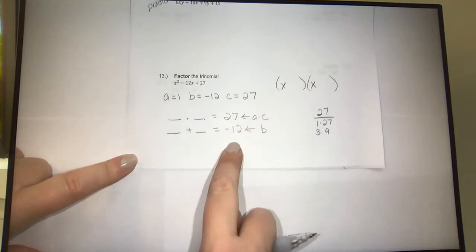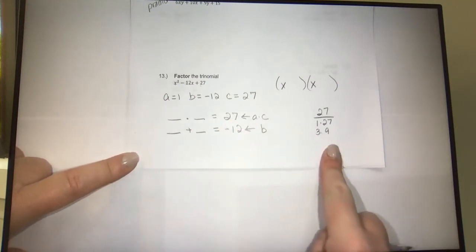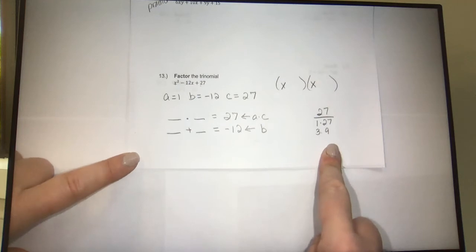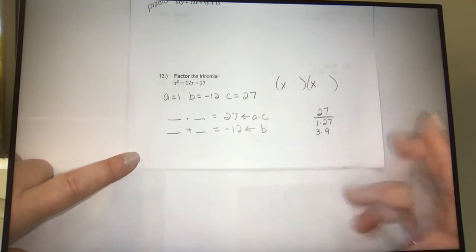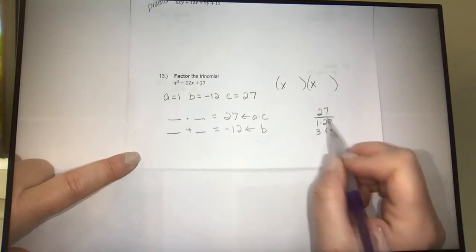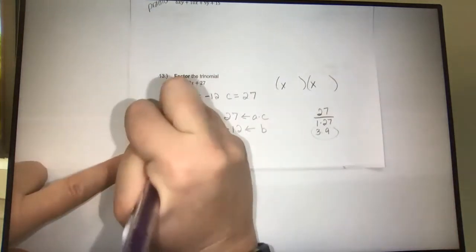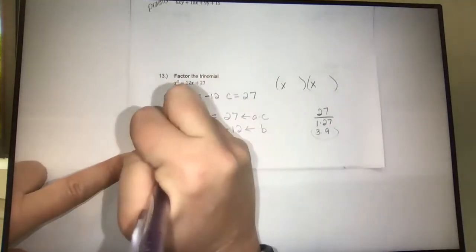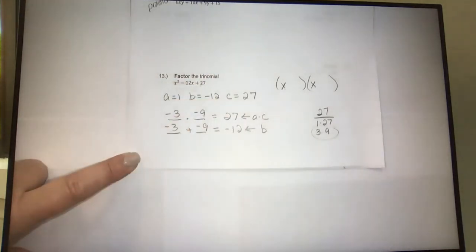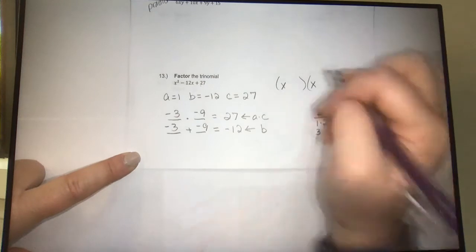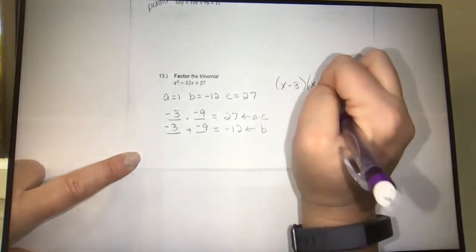If I want to add them to get a negative 12, do we think they'll both be positive or both be negative? Both negative. Which two of these would give us a negative 12 if they were both negative? 3 and 9. You can put them in either order, negative 9 or negative 3. It certainly doesn't matter. And now you're just going to throw them right in.